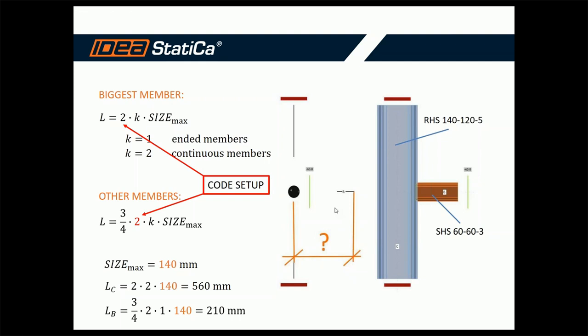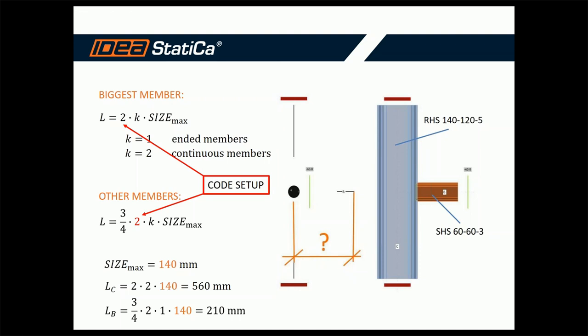I also want to mention that this default length is not a rule that you have to use. Actually, this length is a kind of compromise for the model. The length should be short, because if we make the length longer, we are extrapolating the internal forces out of the node. In IDEA StatiCa, we only input internal forces at the node. So if you make the members longer, you are losing a little bit of correctness.